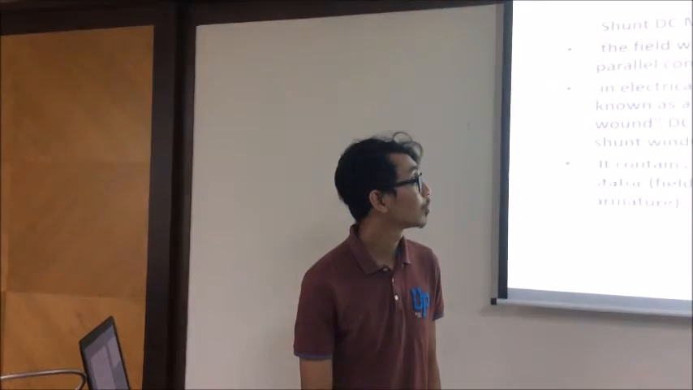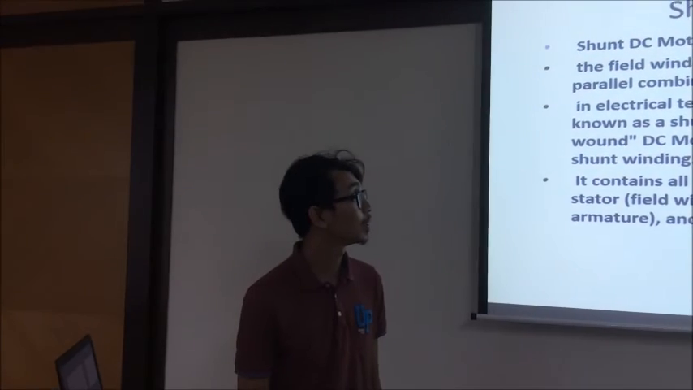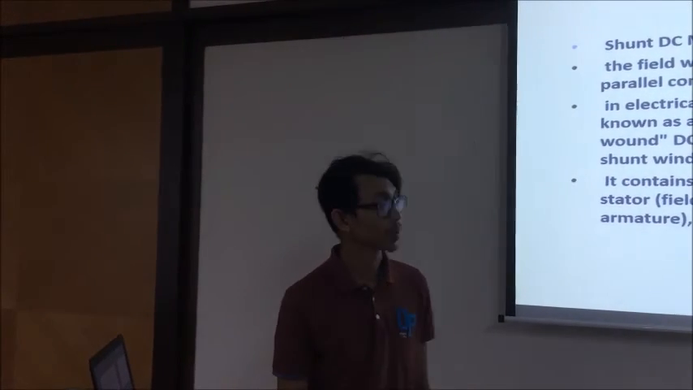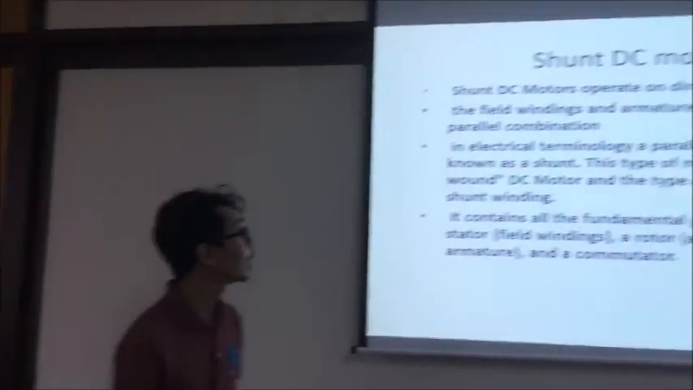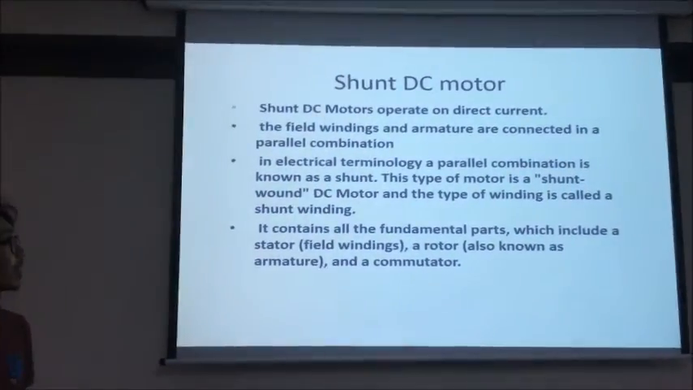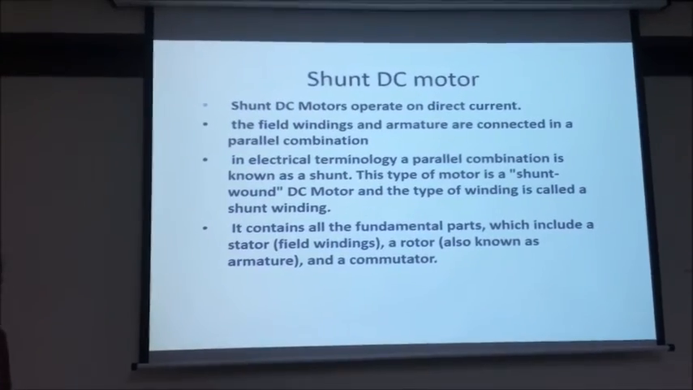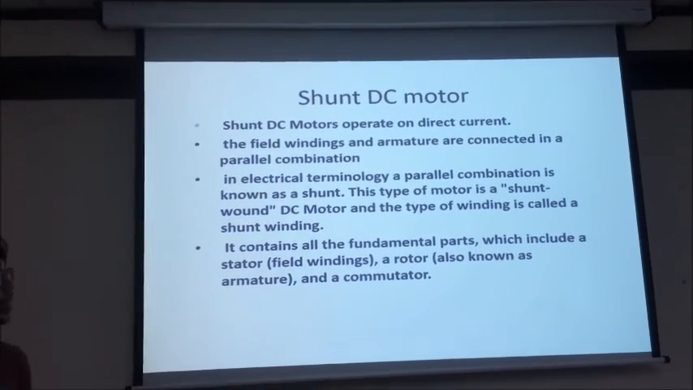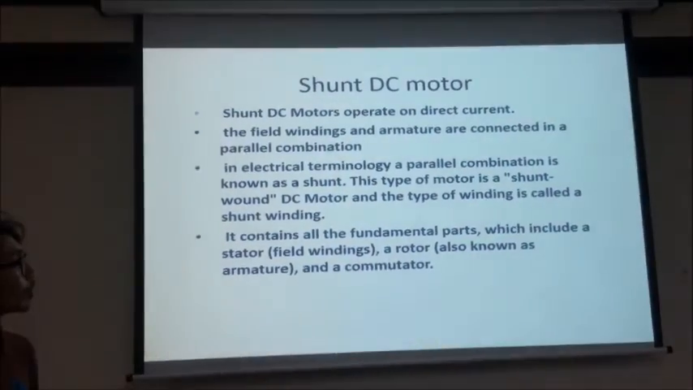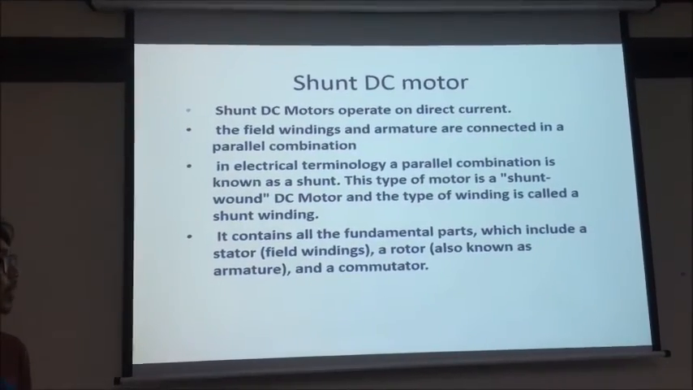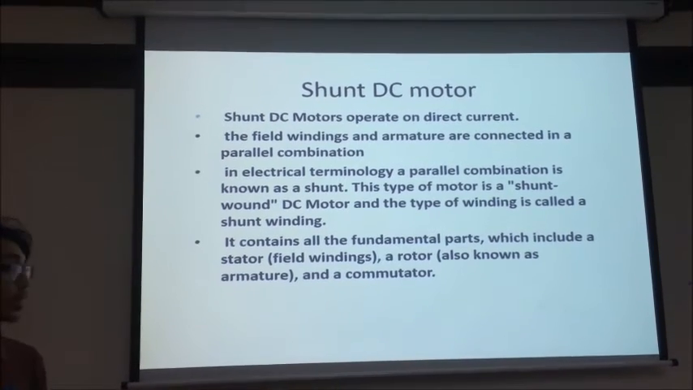Okay, we will continue our presentation about the shunt DC motor, the other industrial motor that we use in the gantry crane. Shunt DC motors operate on direct current. The field winding and armature are connected in a parallel combination. In electrical terminology, a parallel combination is known as a shunt. This type of motor is a shunt DC motor, and the type of winding is called a shunt winding.